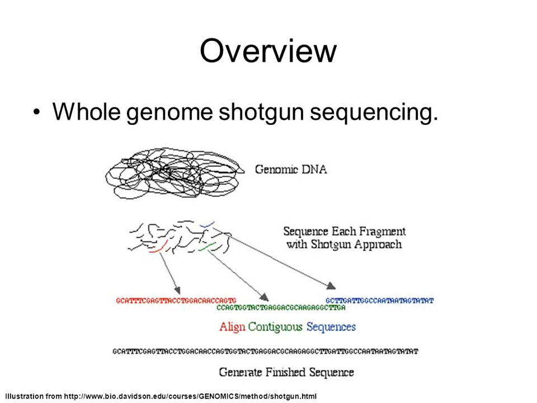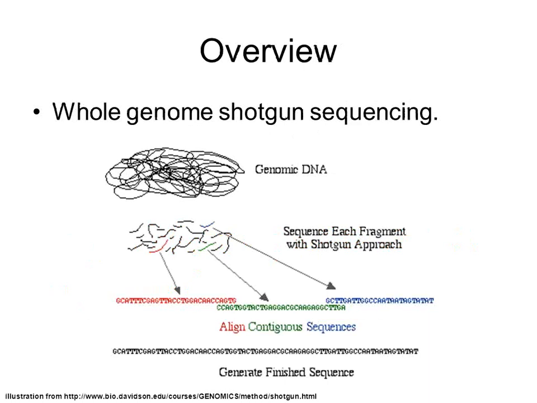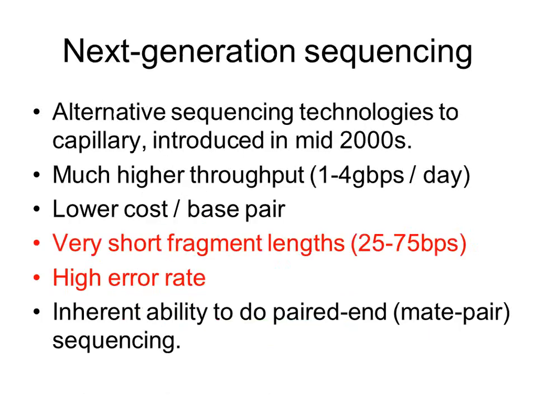This is the general idea: genomic DNA from, say, a human genome is cleaved apart into fragments, and then each fragment is sequenced using a shotgun approach. You can align contiguous sequences that overlap, and then you finally end up with a finished sequence. The power of shotgun sequencing has increased with the rise of deep sequencing or next generation sequencing. The simple idea is that you just get much more coverage.